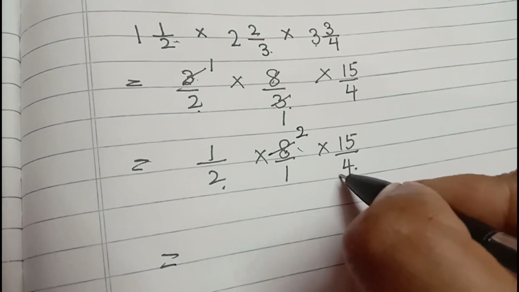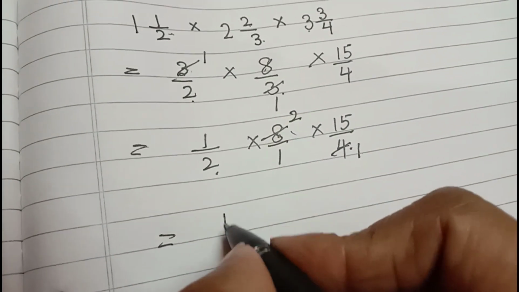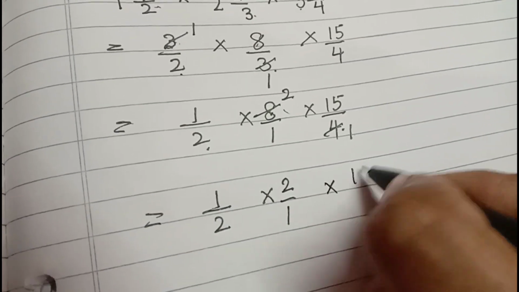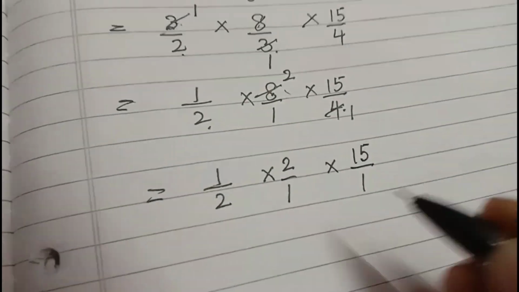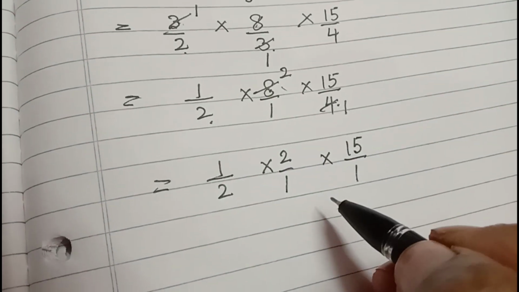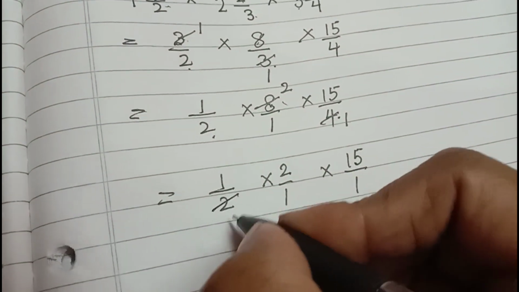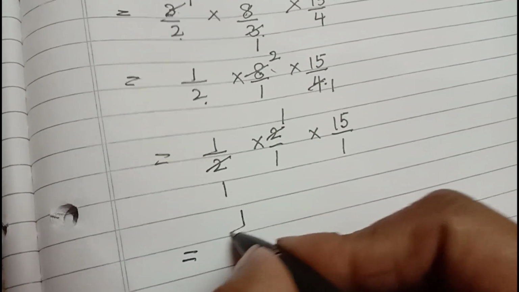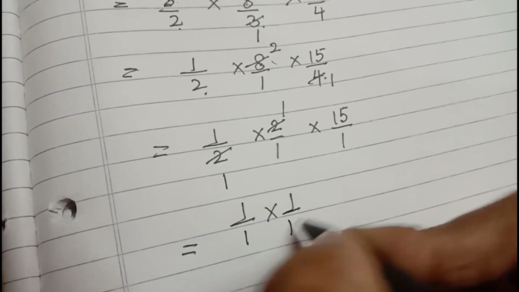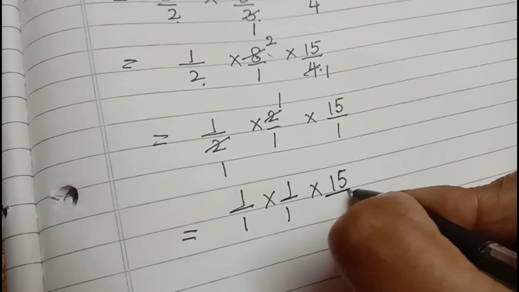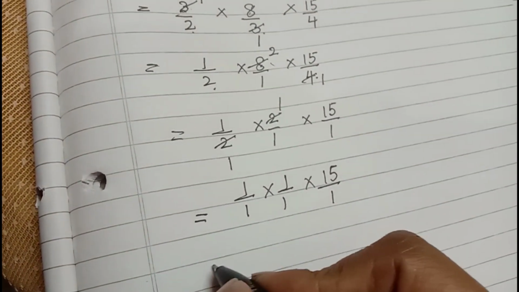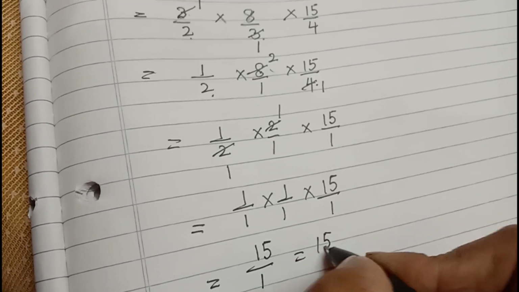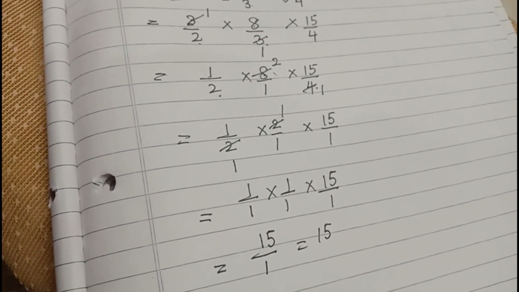4 2s are 8, 4 1s are 4. 1 by 2, 2 by 1, 15 by 1. Now again you will check if any cancellation is possible. Yes, this 2 1s are 2, 2 1s are 2. We have one common factor. Now I will write the leftover. So it is 15 upon 1. That is 15. Clear? I hope now this is clear to you.